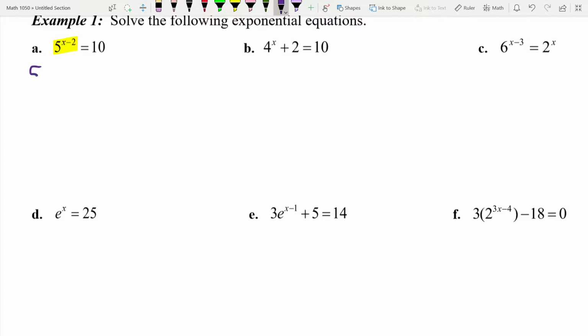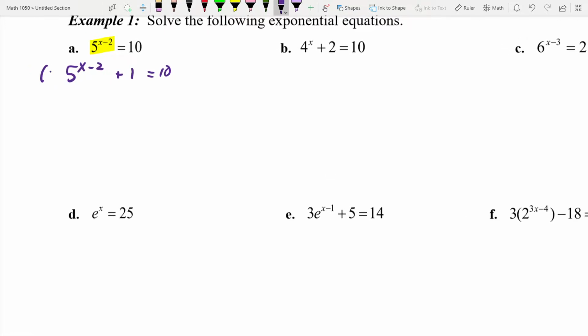Here's what it would look like if there was something over there with it. Like there might be a +1 over there, or there might be like a 3 sitting out in front. That would not be stuck. We would have to move the 1, we would have to divide by 3, but that is not the case here, so we're stuck. And when you're stuck, you convert it.